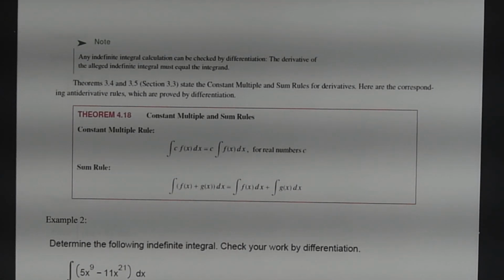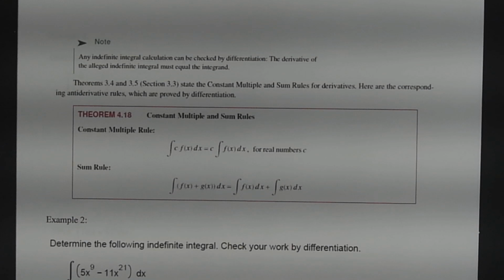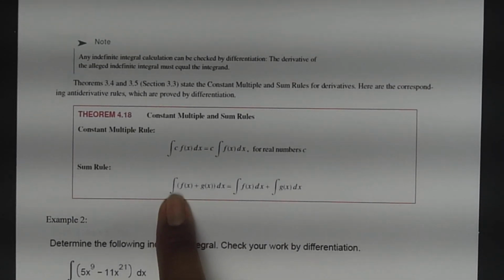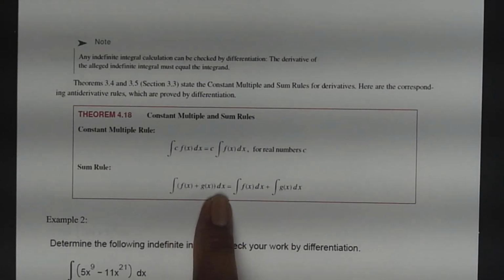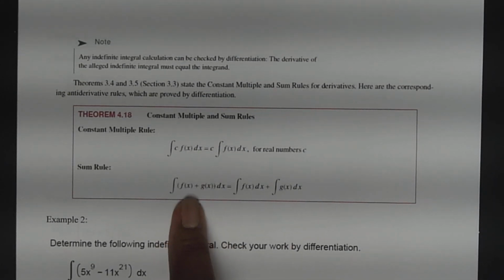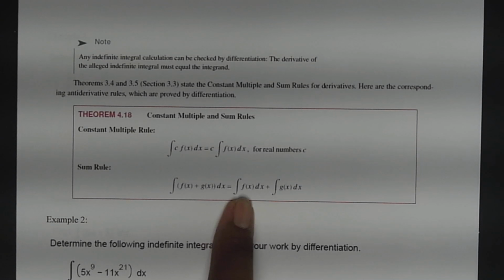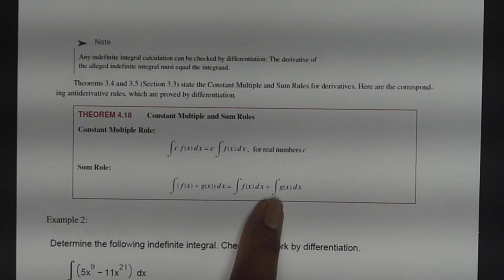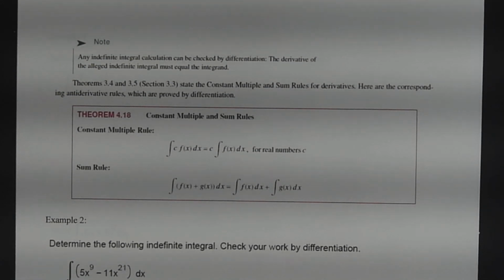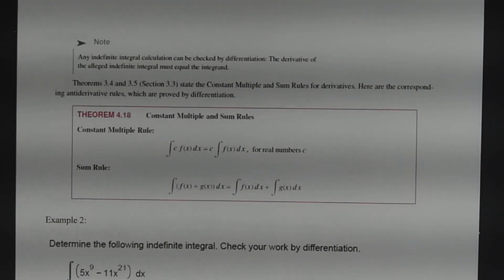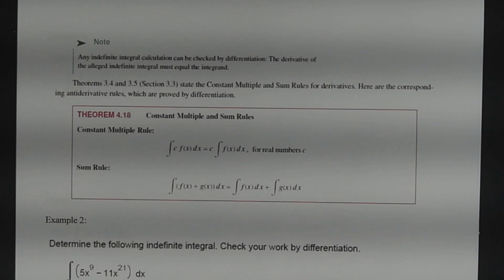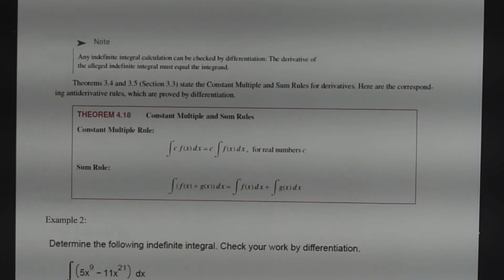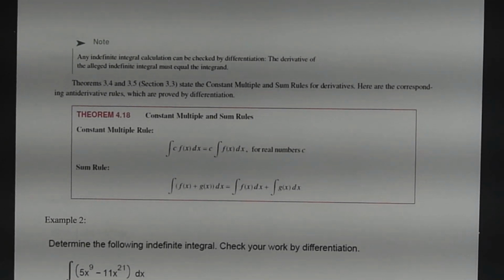And next is the sum rule, which is also the sum and the difference rule, because this also works if this was a minus sign in between. The integral of f of x plus g of x dx, what you can do here, if you have the integral of the sum, I can take the sum of the individual integrals. I can do the integral of f of x dx plus the integral of g of x dx. That's the sum rule, or the sum and difference rule, because this also works if you had a minus sign in between. Okay, take a look at example 2.